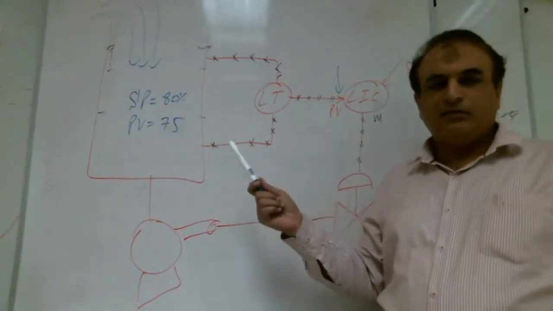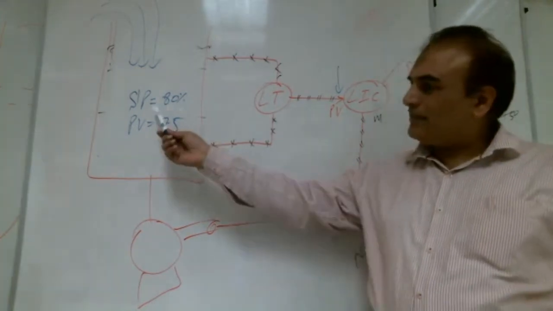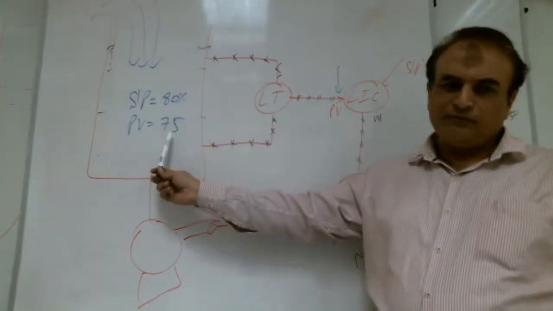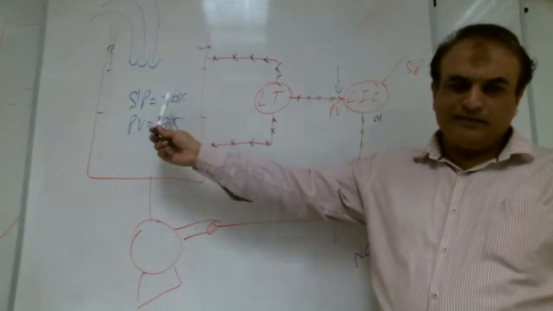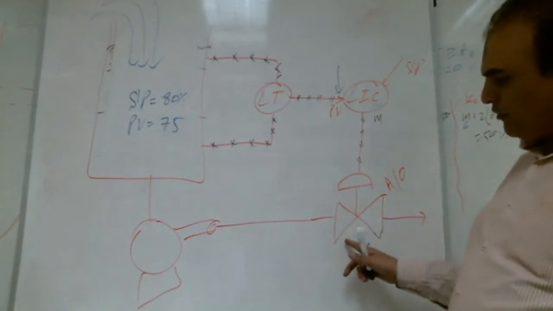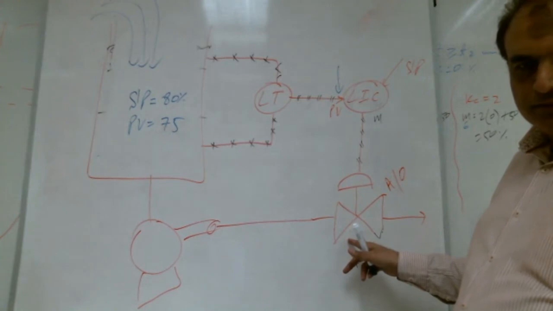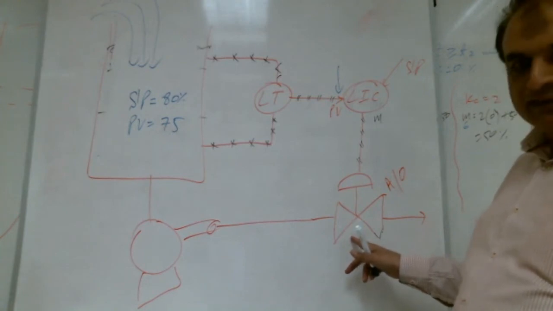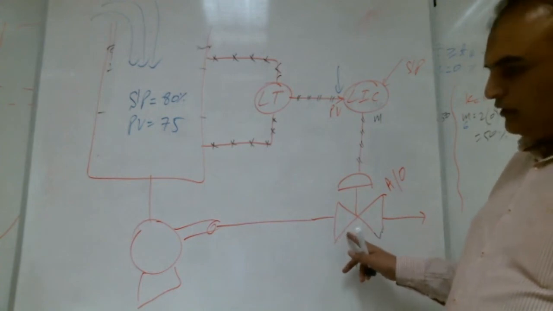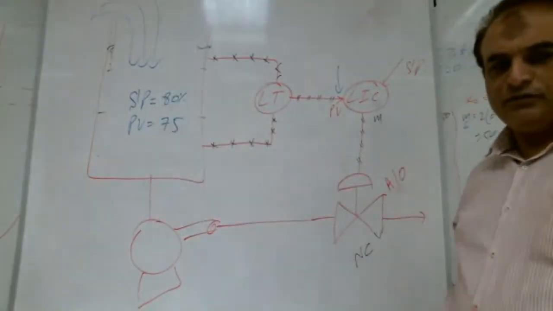Right now, what is SP? 80. What is PV? 75. We want to increase it to 80, right? If we want to increase the PV, we should close the valve or open the valve? Close the valve so no water goes out. So we should close it, right? Yes. Why, teacher? Because if we close it, then the level in the tank will rise, right?